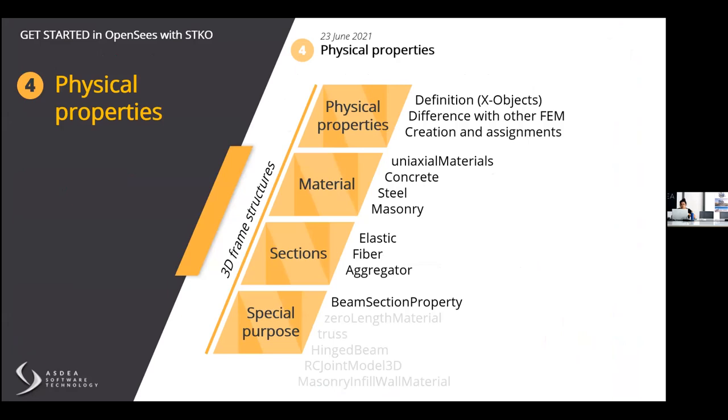I'm going to divide the presentation in four parts. First, defining what a physical property is, how it works in reference to other software, and how you create and assign one, both in OpenSees and STKO. Then we're going to go a bit deeper into some characteristics of specific materials, sections, and special purpose properties, which are, in fact, physical properties. I'm just going to talk about the ones that are referenced to 3D frame structures. There are of course many more materials and sections in OpenSees than the ones I'm going to show you today. Feel free to explore them online, but for now, we're just going to focus on 3D frame structures.